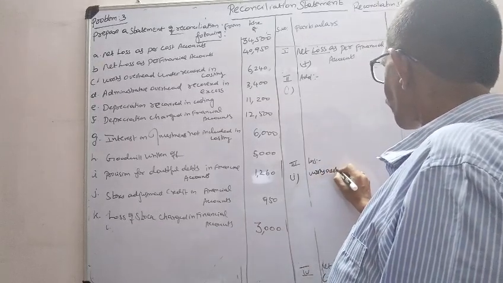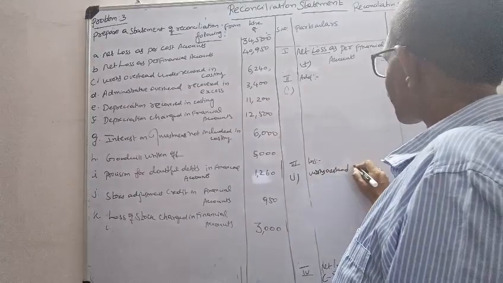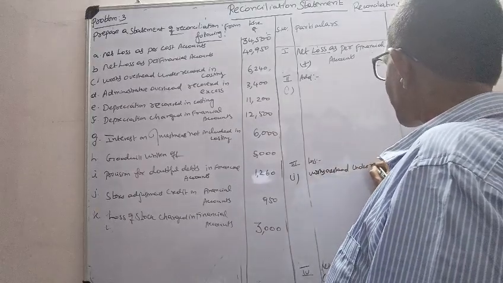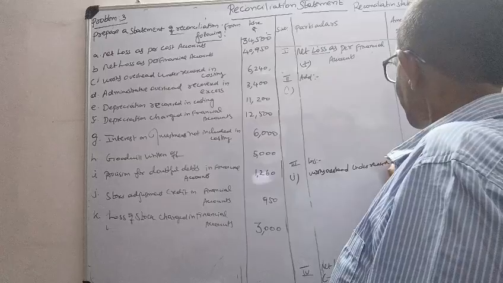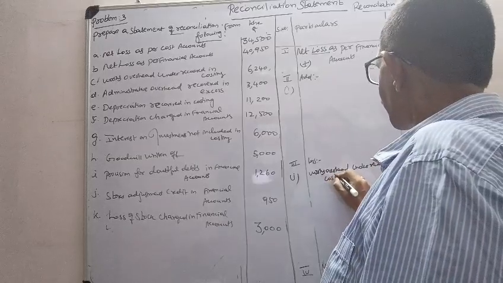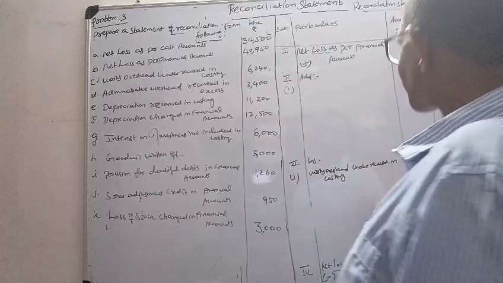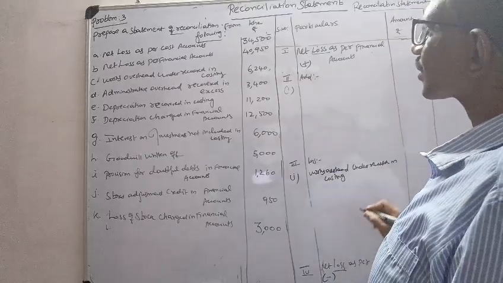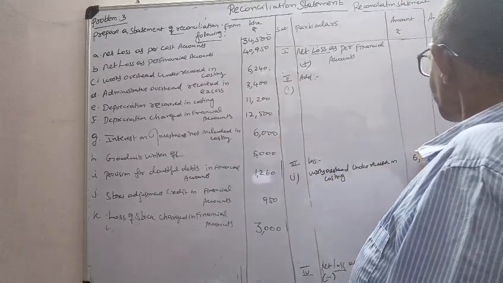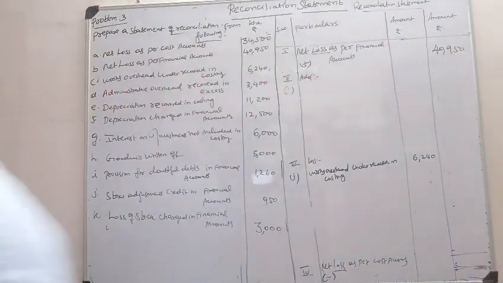Works overhead under recovered in costing. How much? 6,240.